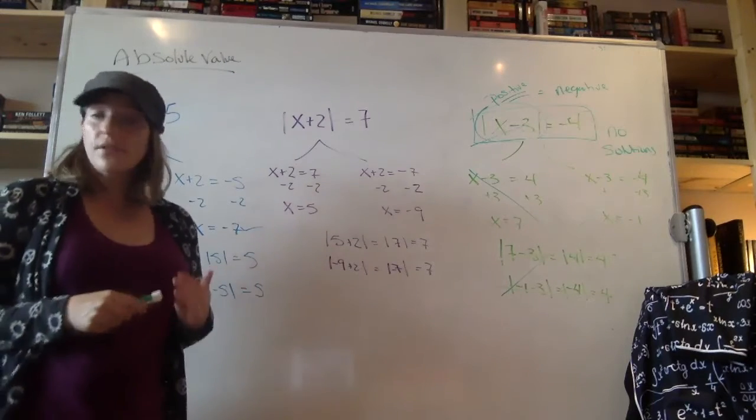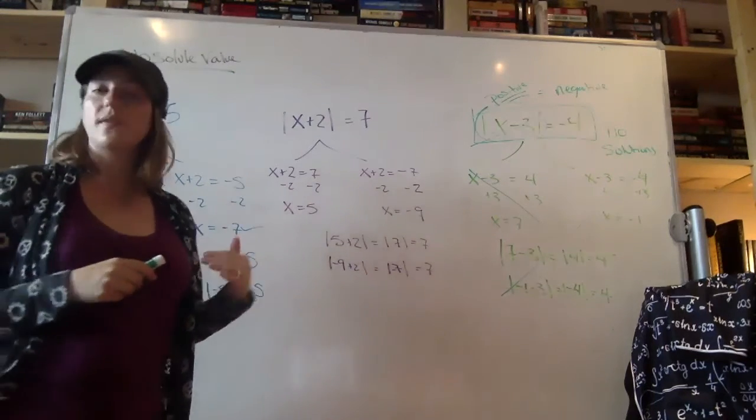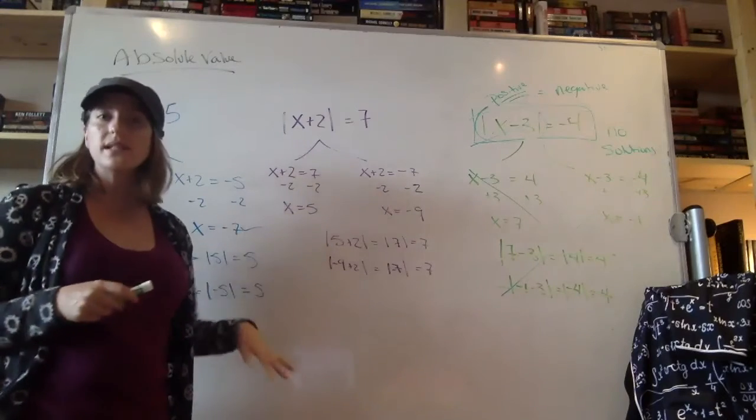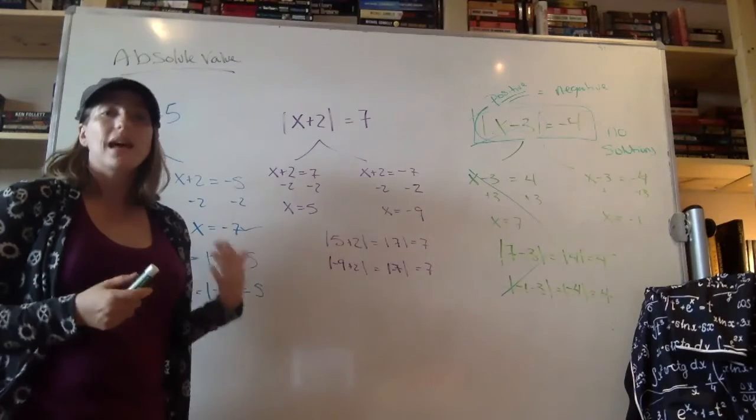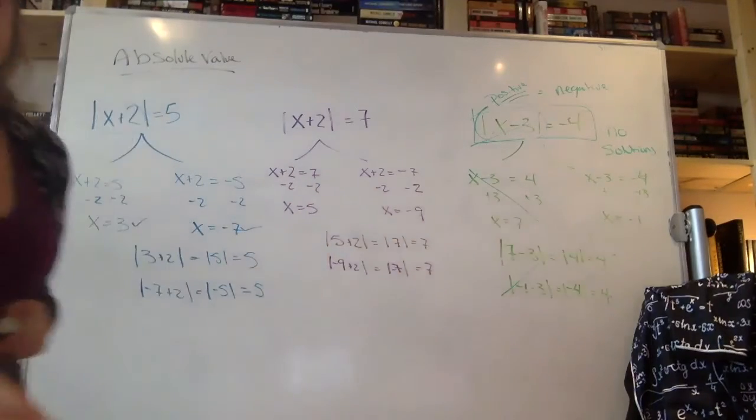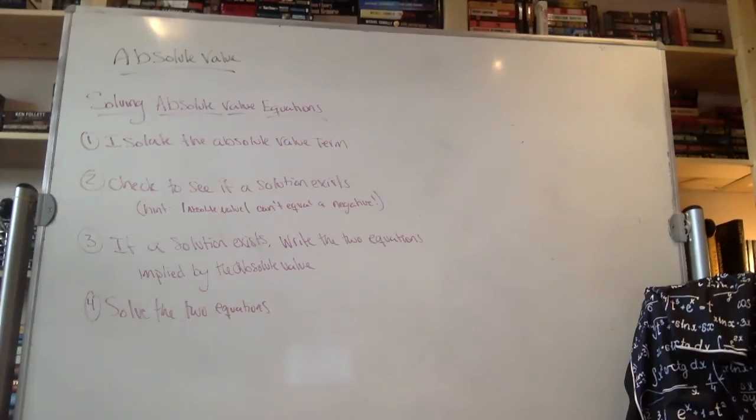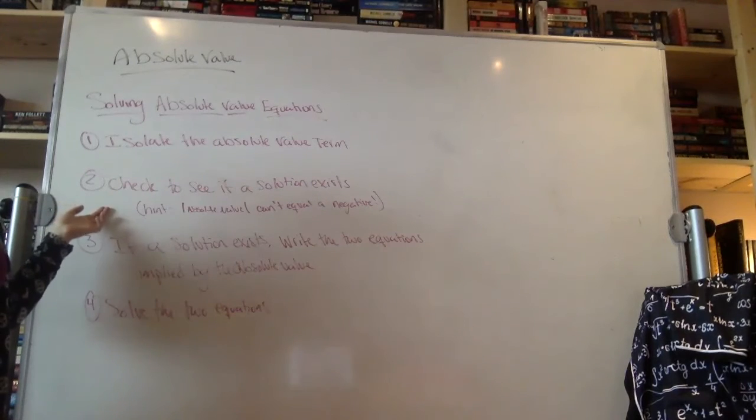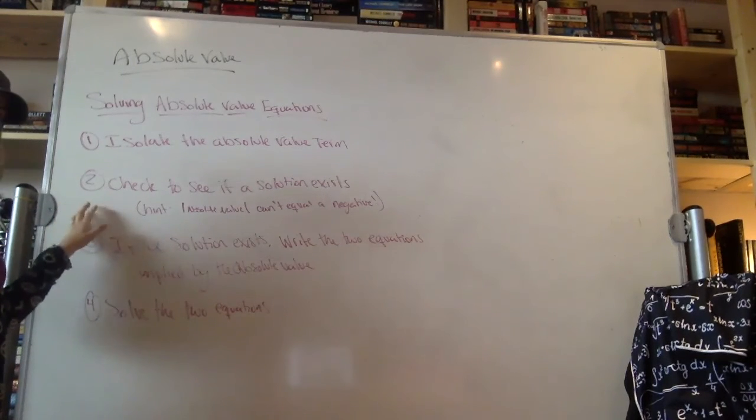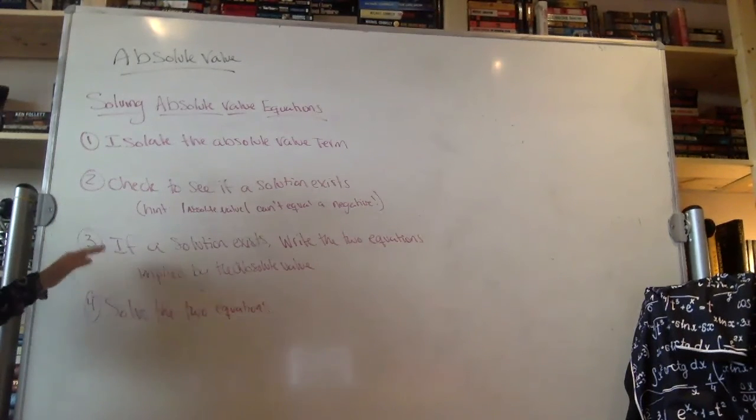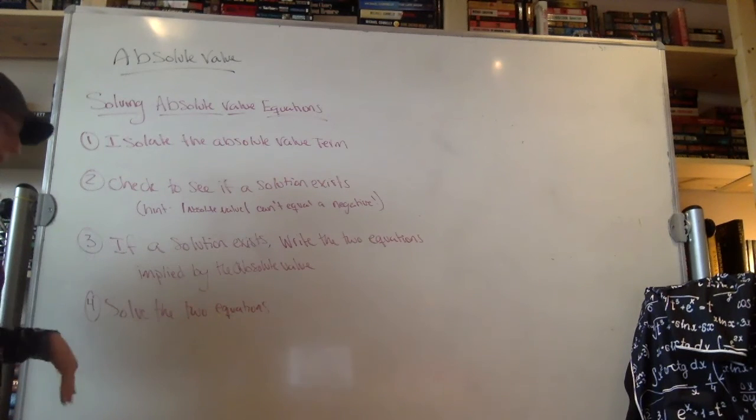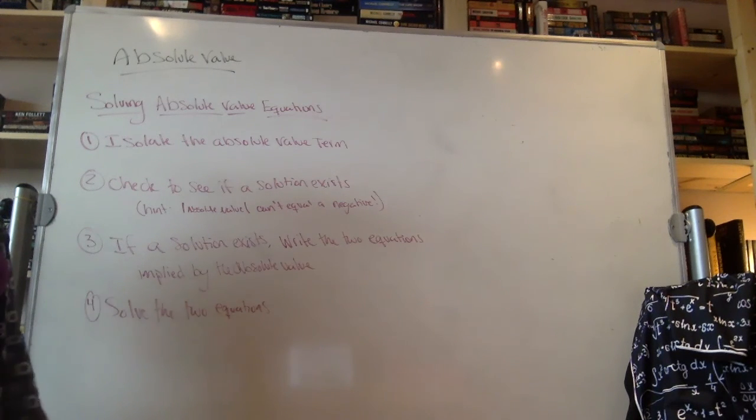Okay, so what have we done? We've kind of talked about the meaning of absolute value and how we solve absolute value equations. Last thing I'm going to do is just write up kind of a list about how we solve absolute value equations, and then in the next video, we'll practice that. Okay, so in general, to solve absolute value equations, we're going to isolate the absolute value term, check to see if a solution exists by making sure we don't have absolute value, something positive, equal to something negative. If a solution does exist, we're going to get rid of the absolute value by writing two equations implied by the absolute value, and then we're going to solve those two equations.